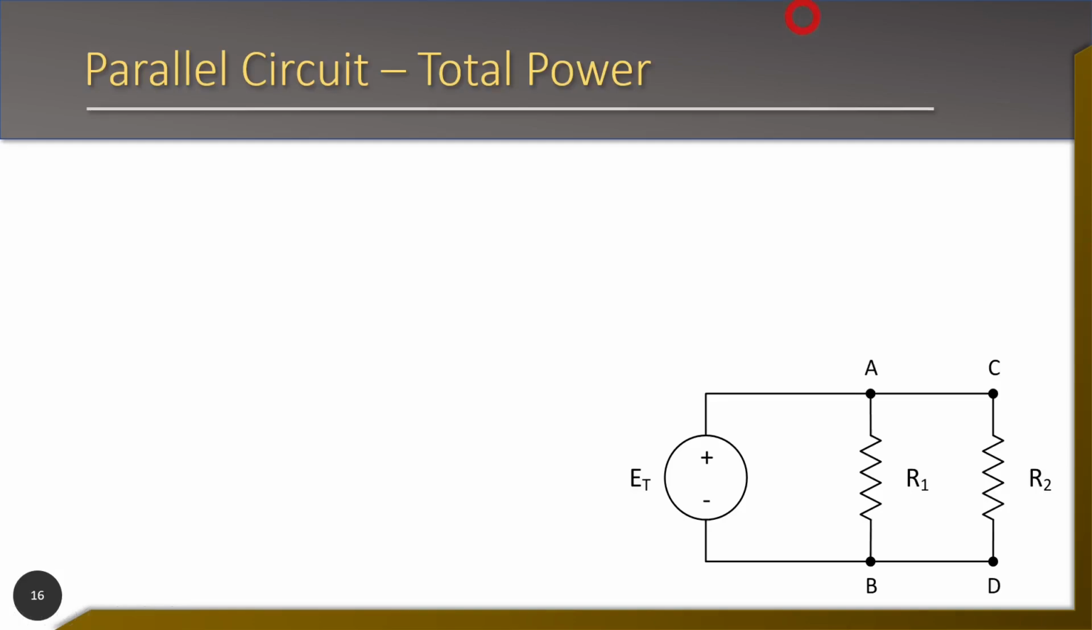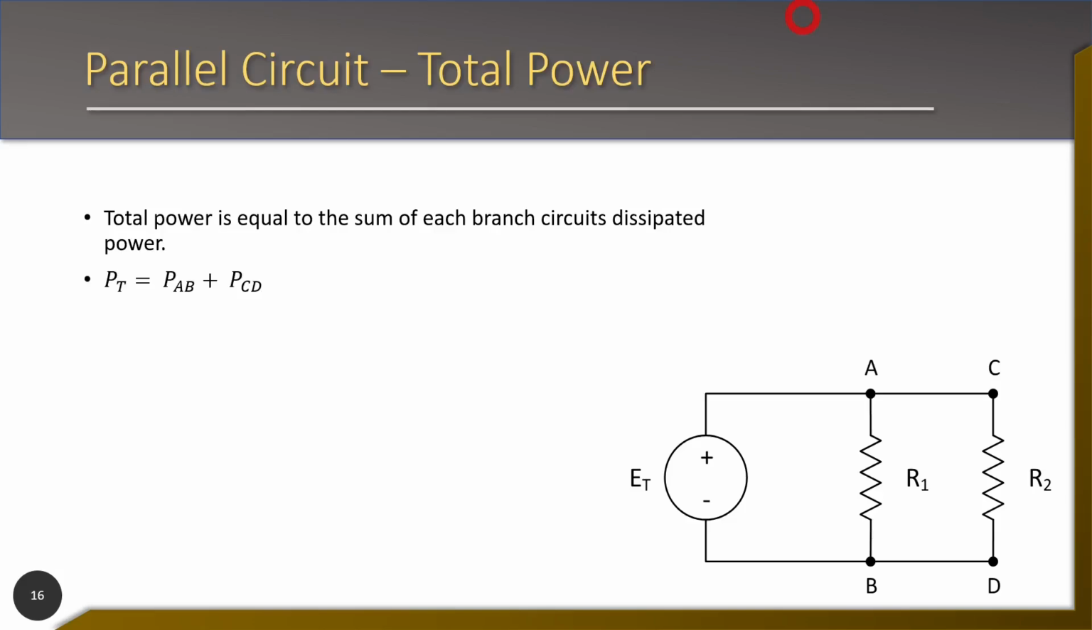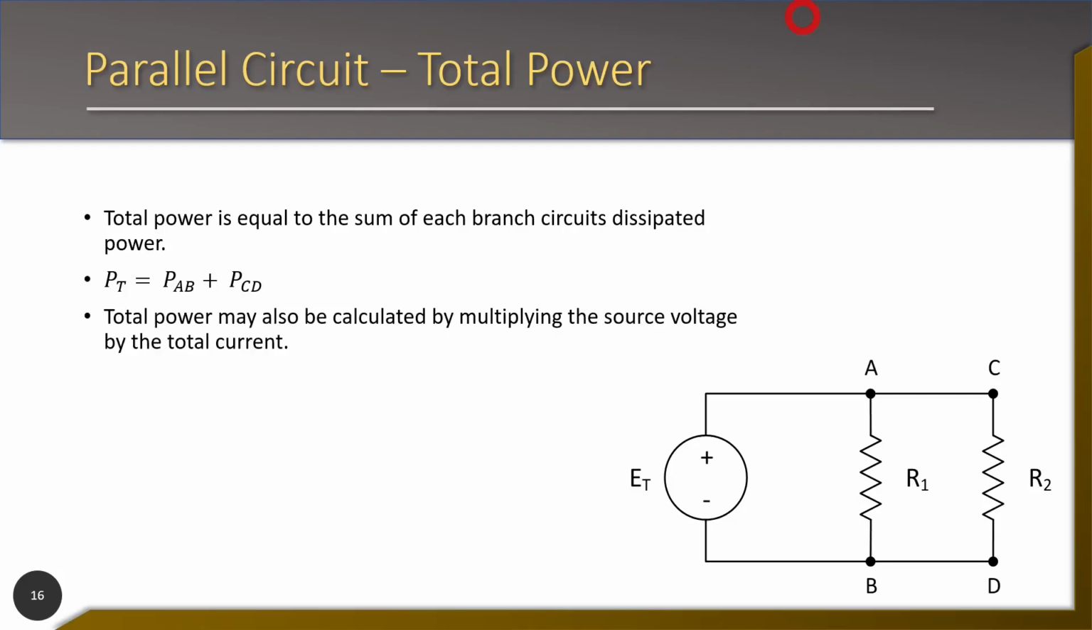So let's look a little bit further at total power. Total power is equal to the sum of all the branch circuit power that gets dissipated in each one of those branches. So the total power is going to equal the sum of the power in branch AB and branch CD. Total power can also be calculated by multiplying the source voltage and the total current. The total power equals the total current times the total voltage as well.